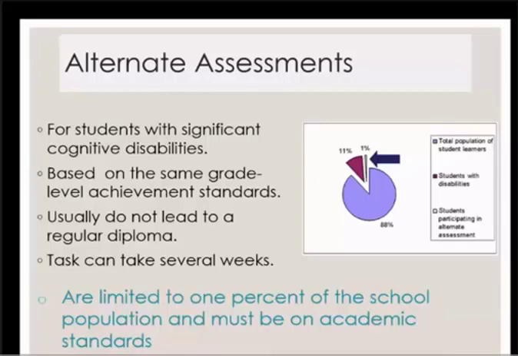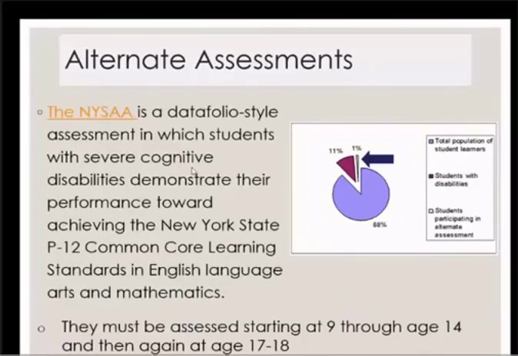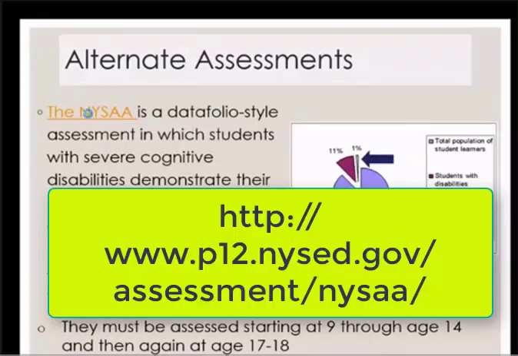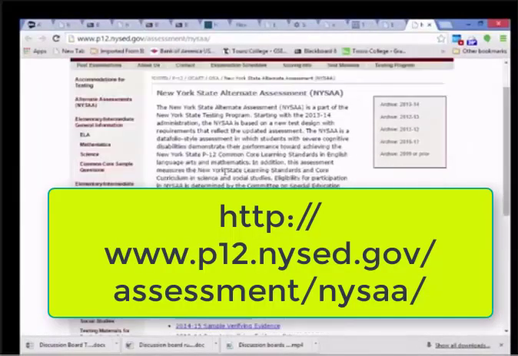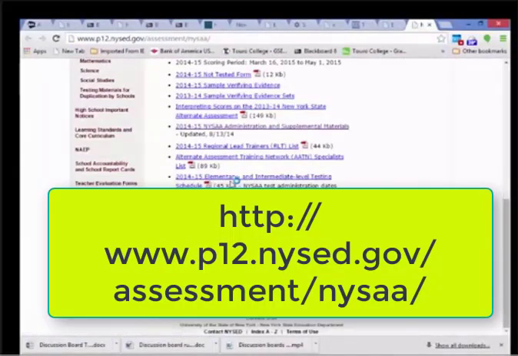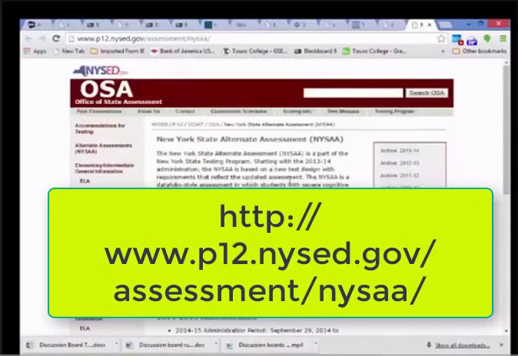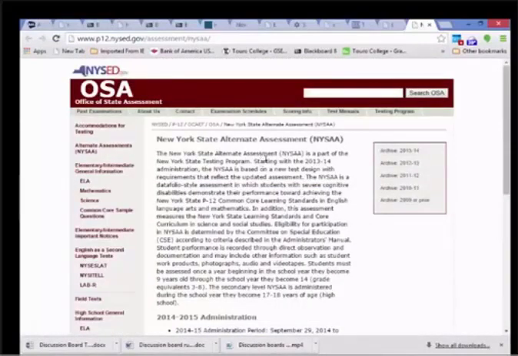So they're based on the same grade level standards. It usually doesn't lead to a regular diploma, and it's usually some kind of portfolio or data folio that's given to the student over time. This is a link to the New York State Alternate Assessment website. You can get a lot of information here. So if you're working with that type of student, you should be familiar with this website.